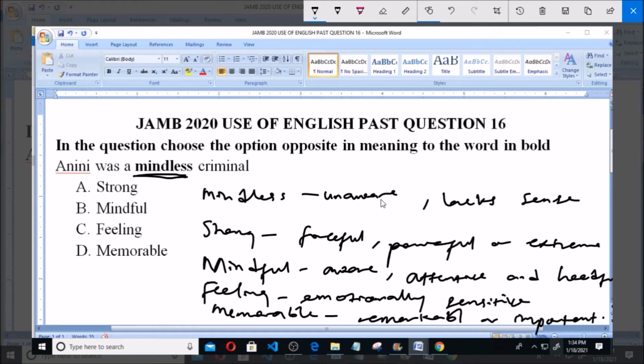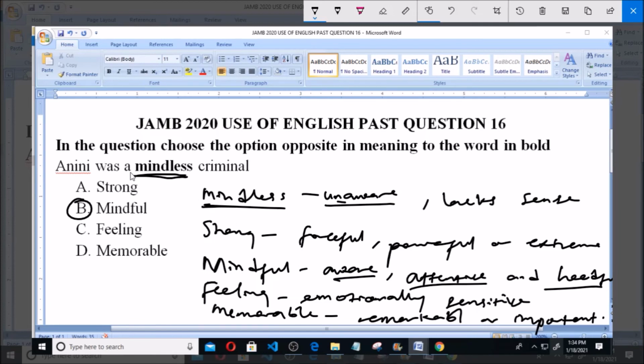Anini was a mindless criminal simply means Anini was an unaware criminal. He was unaware, he lacks sense, he is not attentive. Now the word here that is opposite to the word mindless is the word mindful, which means aware, being attentive, and being heedful, which is the direct opposite of the word mindless.